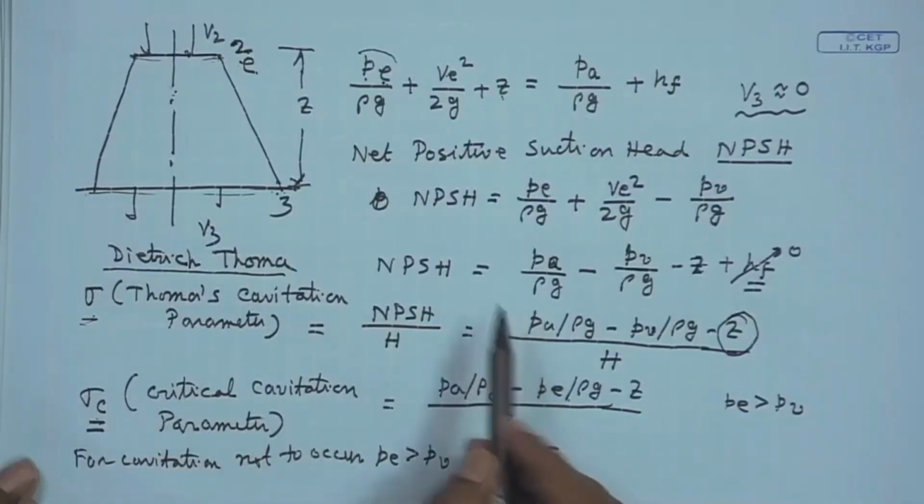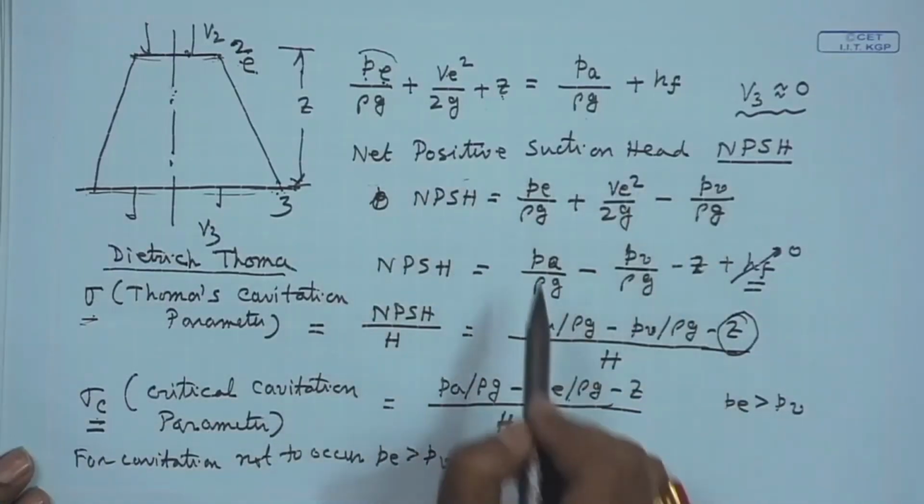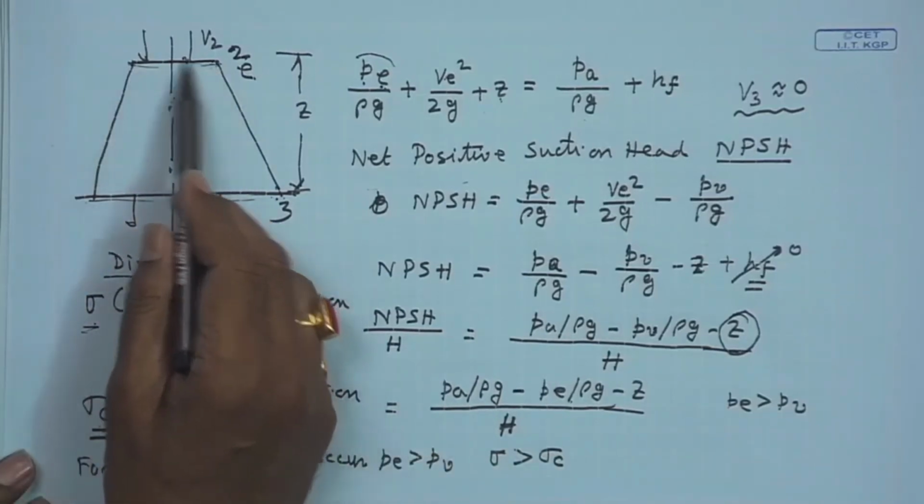So, if we know sigma c in actual condition, we use the Thoma cavitation parameter formula to find out the value of Z, the maximum height up to which the turbine can be set without causing cavitation in the draft tube. That is the purpose. And here you must understand what net positive suction head is, which is very important: the available suction head at the inlet to the draft tube.